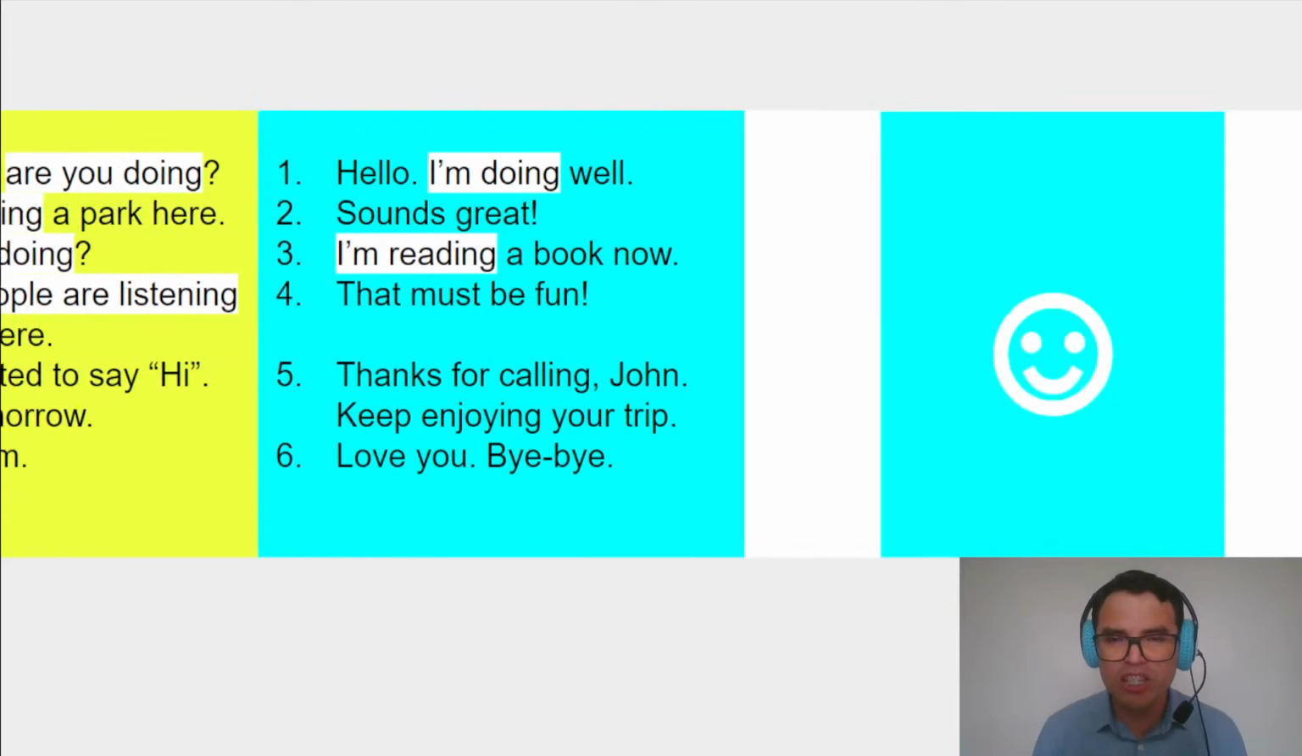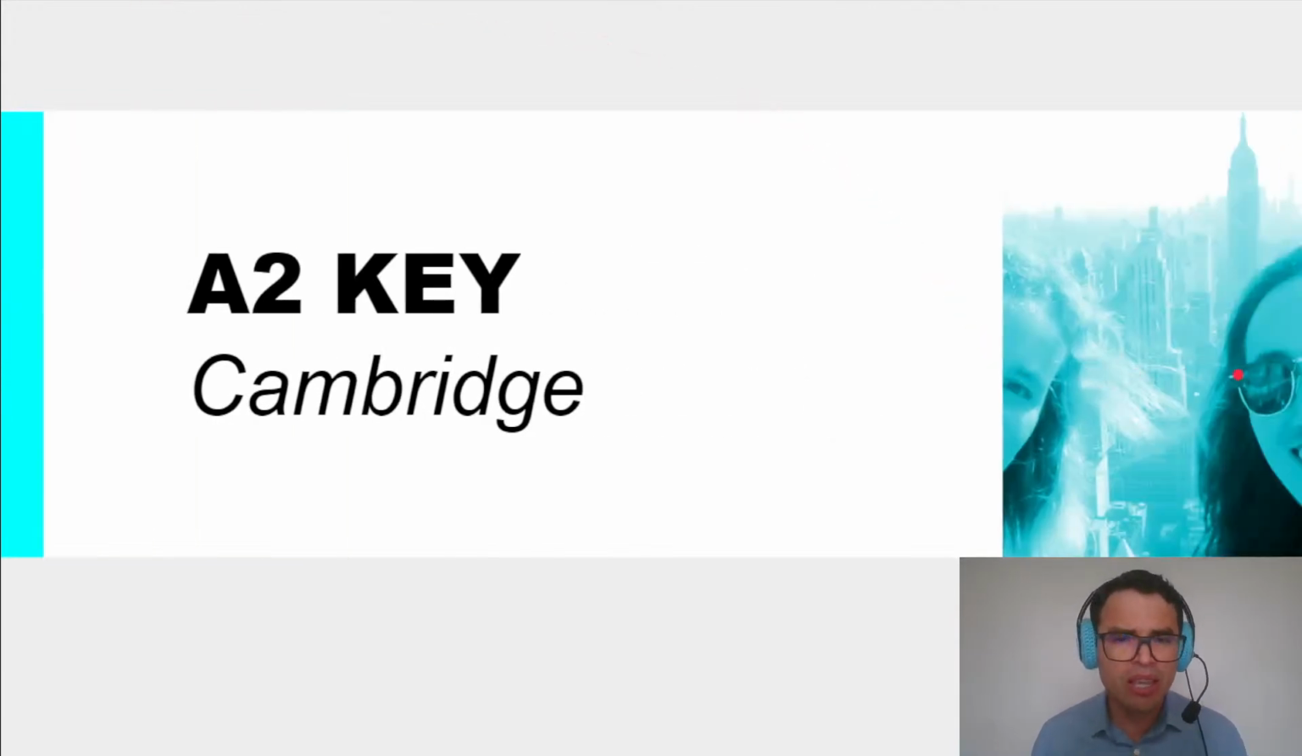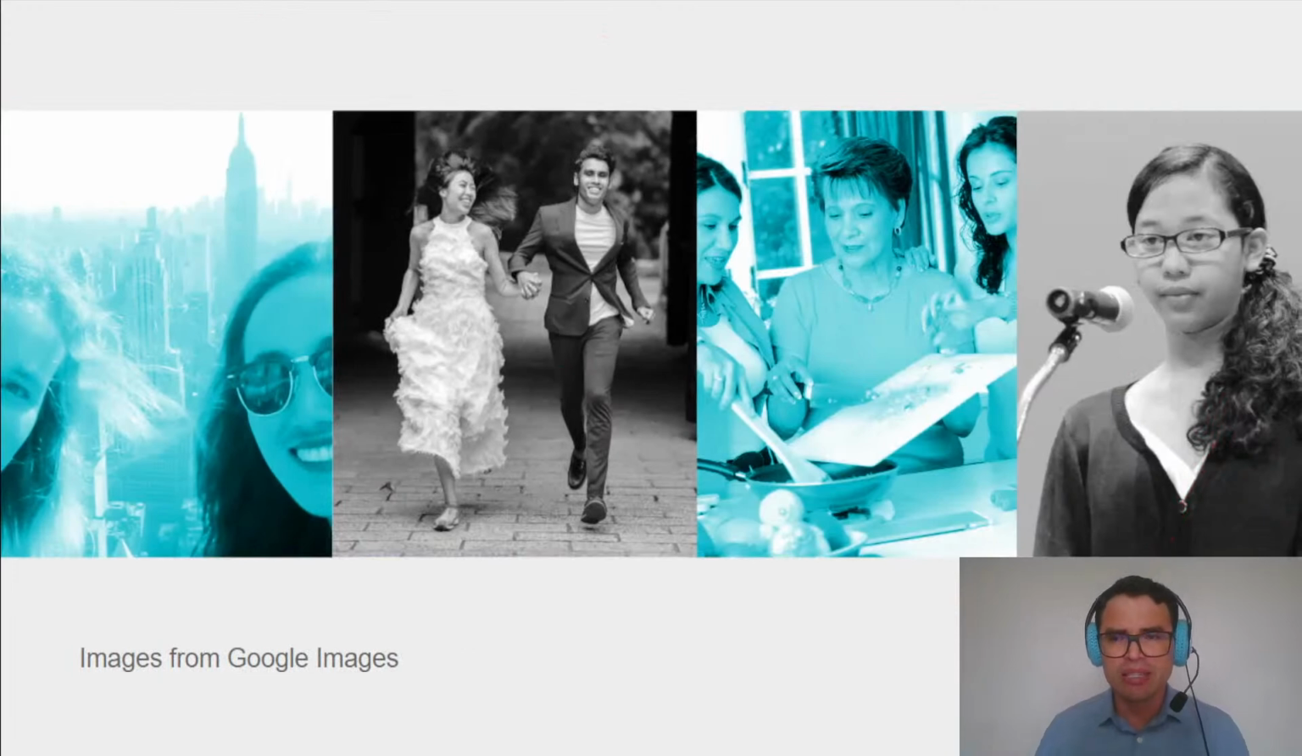Awesome. Now let's continue with some test taking strategies, but now let's focus on the A2 Key Cambridge exam. When you take this exam, you're going to receive a set of pictures like this, and here what will you be supposed to do? Here, you're not going to be talking about the pictures. You will be writing about the pictures. You will have to narrate a story based on 4 pictures, for example.